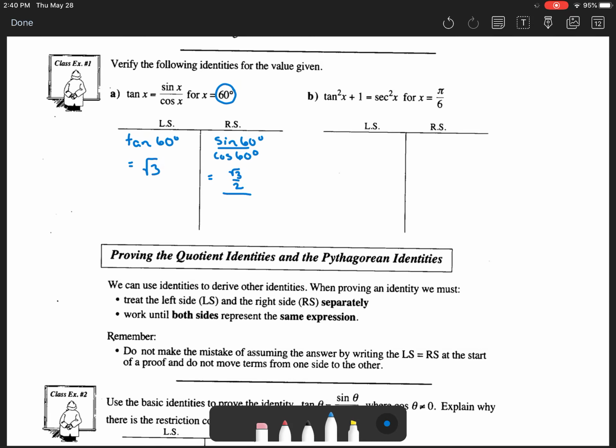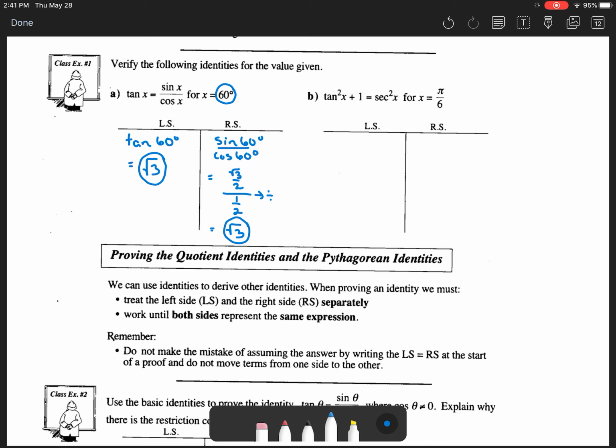The sine of 60, again, that is your root 3 over 2, and the cosine, so divided by the cosine of 60, which is 1/2. Again, remember this means divided by, so I'm actually just going to multiply by the reciprocal. Root 3 over 2 times 2 over 1, the 2's cancel, leaving you with root 3. So you can see the left-hand side of the identity is root 3 and the right-hand side is root 3. I worked at both sides until they equaled the same value. Nothing crossed over. That identity is true for the value of 60 degrees.